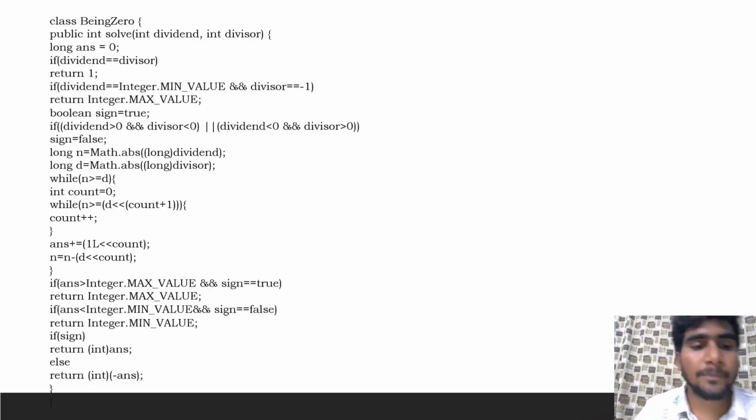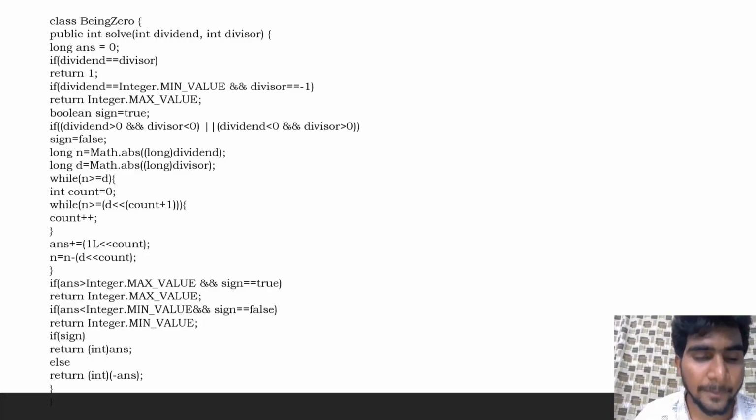Now we will look into our code. I will take two variables, dividend and divisor, in integer data type. Now I'll take answer equal to 0. The answer may exceed the range of integers, so I take answer in long data type. If dividend double equal to divisor, for suppose dividend equal to 3 and divisor equal to 3, the answer is 1.